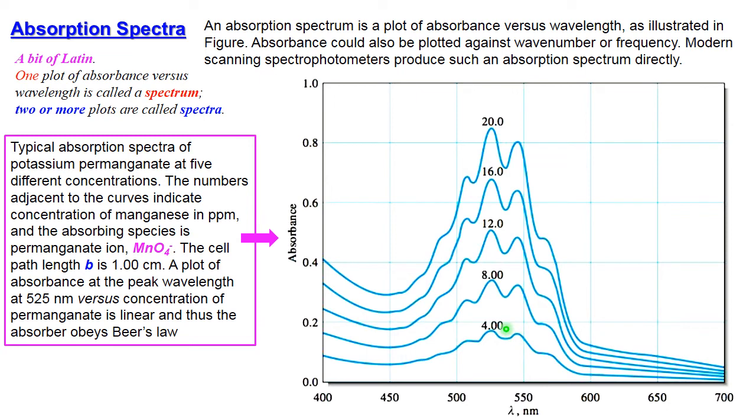Here you see spectra for several concentrations, shown here in ppm. The cell length is 1 centimeter. The plot will be linear, and absorbance obeys Beer's law.